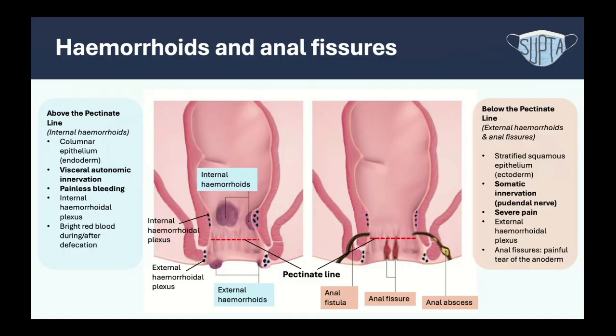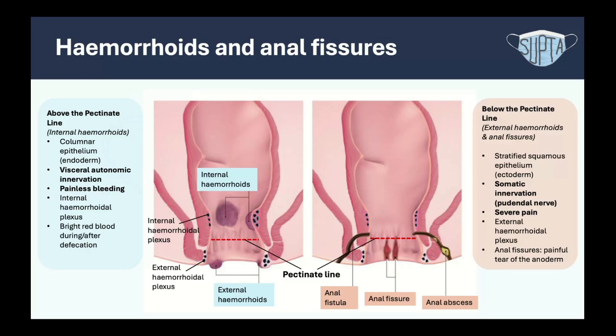when a blood clot forms within the hemorrhoids. Anal fissure is another common and painful condition that's found below the pectinate line, and they typically present with severe and sharp pain during and after defecation, along with a small amount of bright red blood sometimes. The pain can last for hours after opening the bowels.